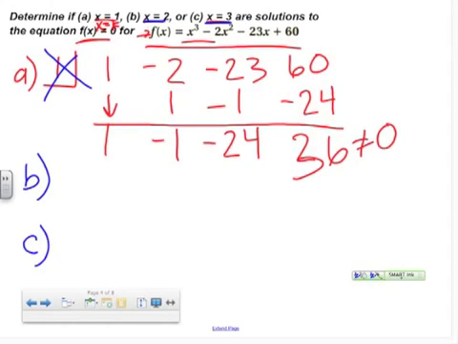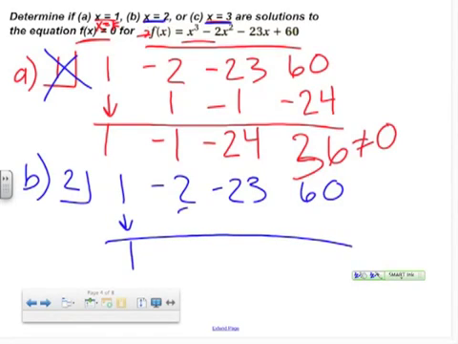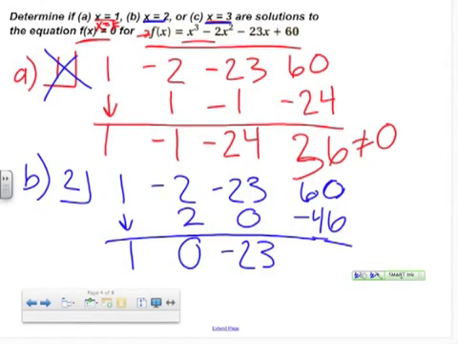Okay, so to check if x equals 2 is a solution, we put 2 in the box, and we use our same coefficients. So I'm going to bring that 1 down, multiply it, you get 2, 0 to 0, negative 23, times 2 is negative 46, and 60 minus 46 is 14. All right, 14 does not equal 0, so 2 is not a solution.